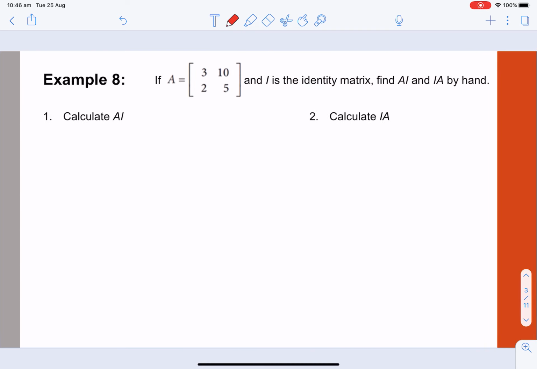So example 8, which is on about page 31 of my textbook if you're following along. If A equals the 2 by 2 matrix 3, 10, 2, 5, and I is the identity matrix, find AI and IA by hand. I'm going to do these in different colours.